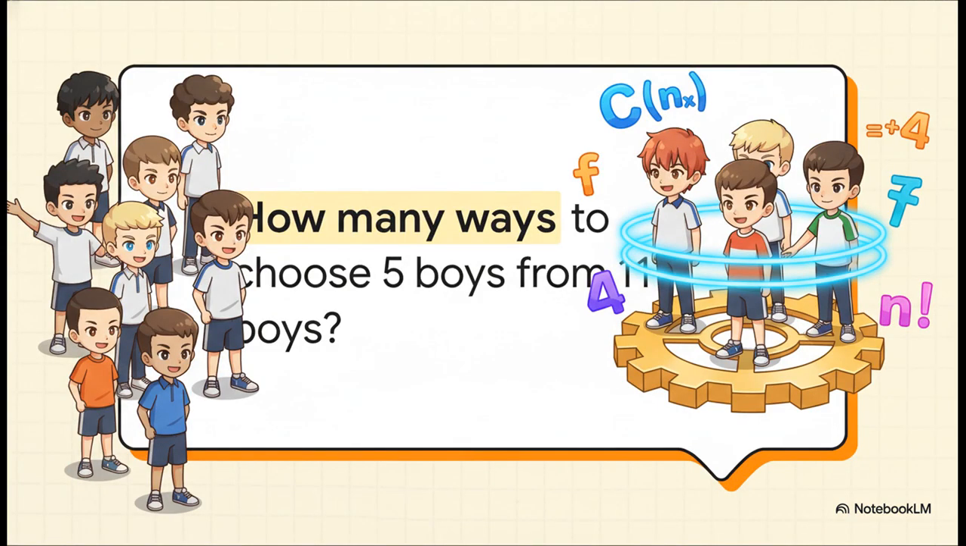So here's the problem straight from the notebook. You have to choose 5 boys from a group of 11. This is a classic combinations problem because the order you pick them in doesn't matter, right? A team with Tom, Dick, and Harry is the exact same team as Harry, Tom, and Dick. So the question is, how many unique teams are possible?